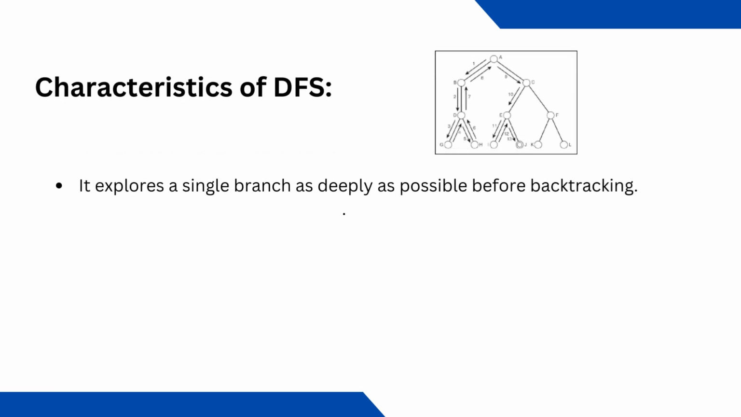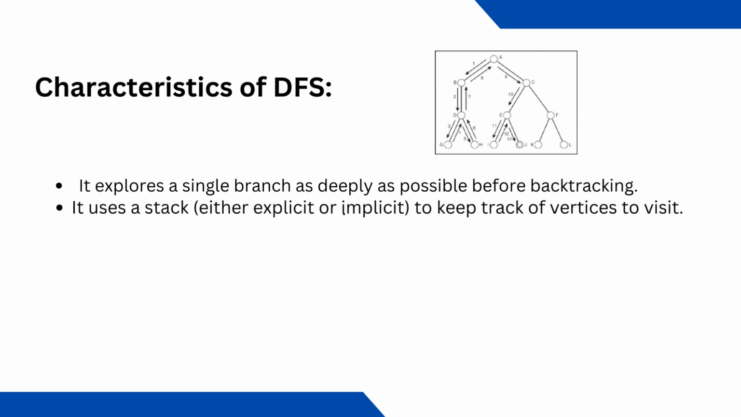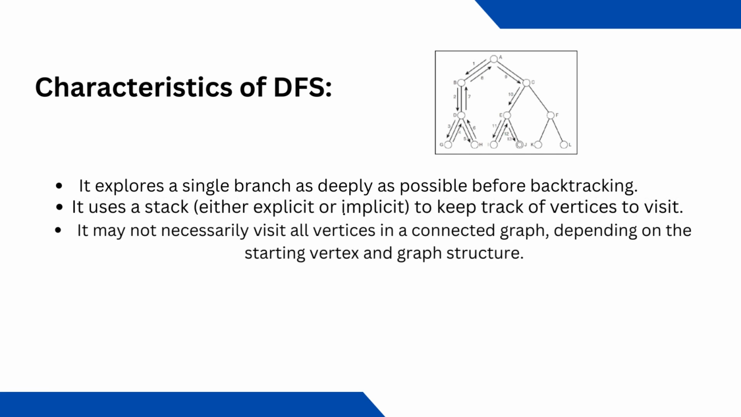Characteristics of DFS: it explores a single branch as deeply as possible before backtracking. It uses a stack, either explicit or implicit, to keep track of vertices to visit. It may not necessarily visit all the vertices in a connected graph, depending on the starting vertex and graph structure. It is often implemented using recursion.